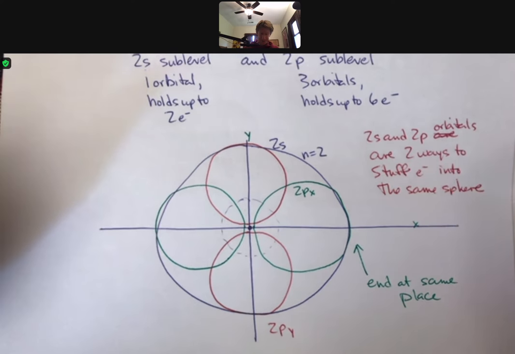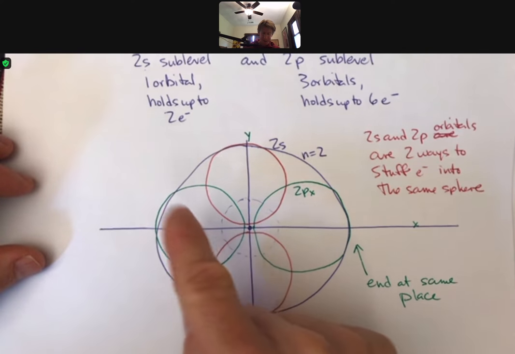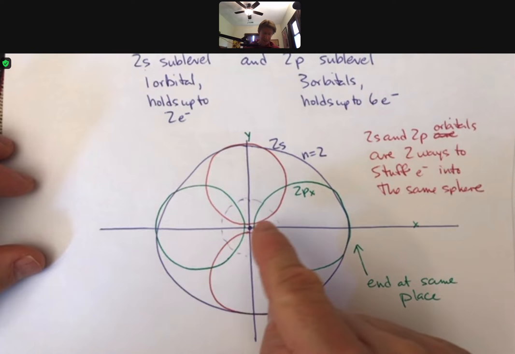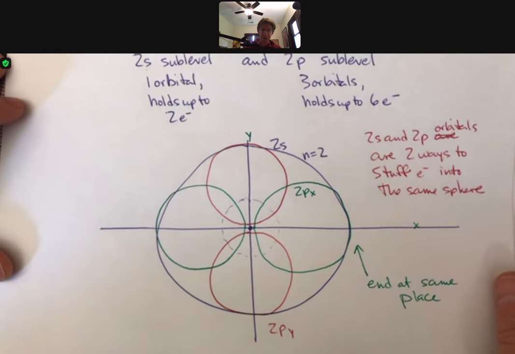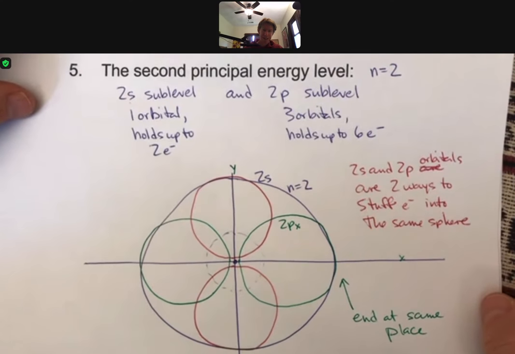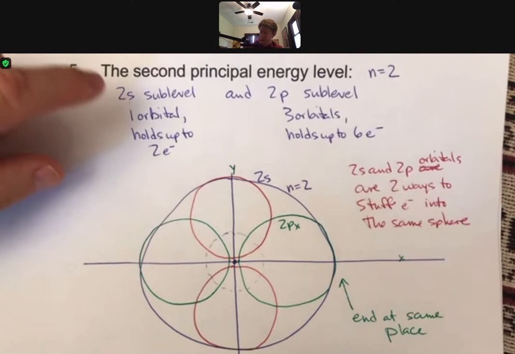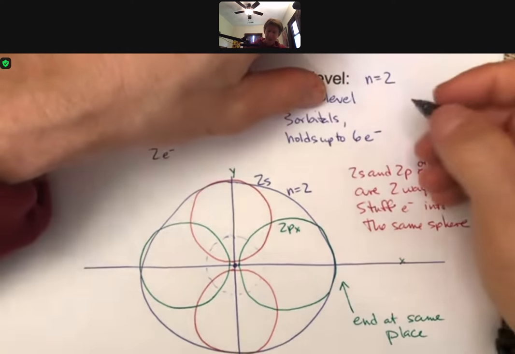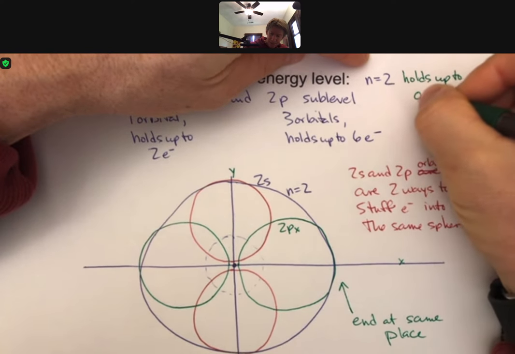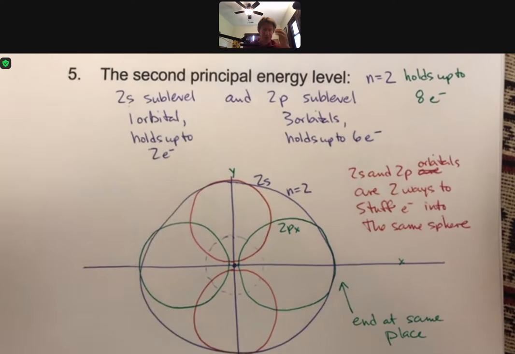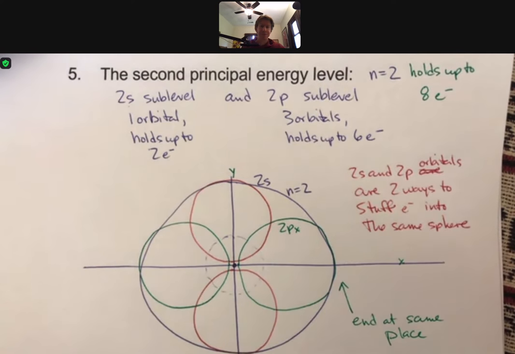Oh yes, our 2pz would be coming out of the page going up, but we won't draw that this time. Yeah, that's everything we want to say about n equals 2. I guess one last thing is, n equals 2 holds up to 8 electrons, because there's the 2s's and the 2p's.